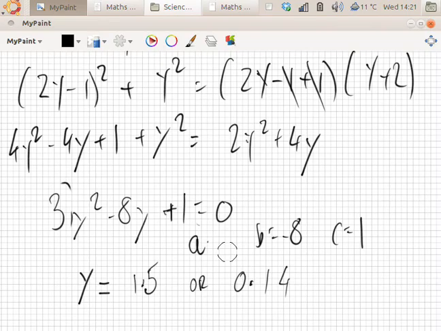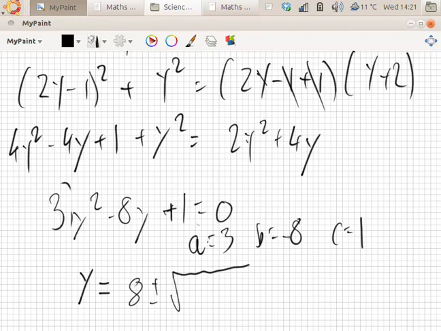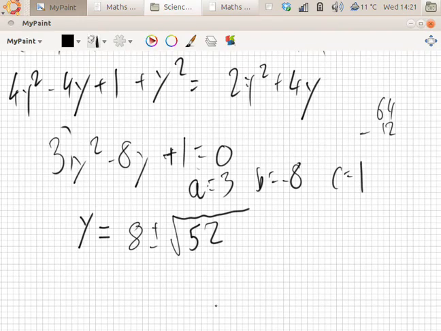So look, if you wanted full marks, this is what you'd have to write down. You write down your ABC, and then you say y equals minus b plus or minus the square root of 64 minus 4ac, so what's that, 52? Is that right? Yeah. All over 2a.